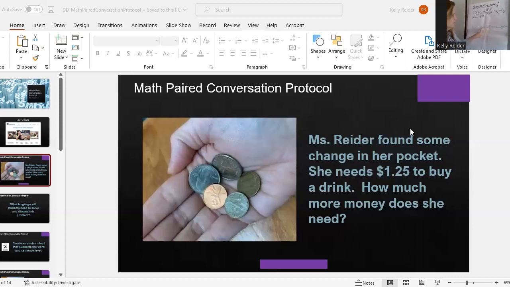So Mrs. Ryder has $1. We don't need the plural. $1.25. Maybe she needs $5.50. Maybe she needs 10 cents. Right? You can use this frame to help you talk about the dollar amounts or the money amounts that you are using in your math.